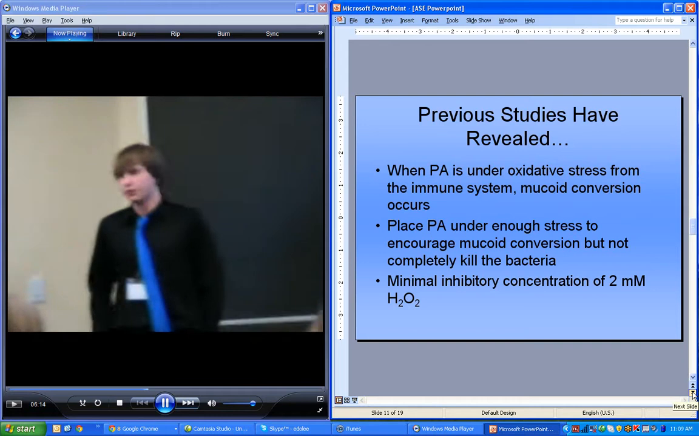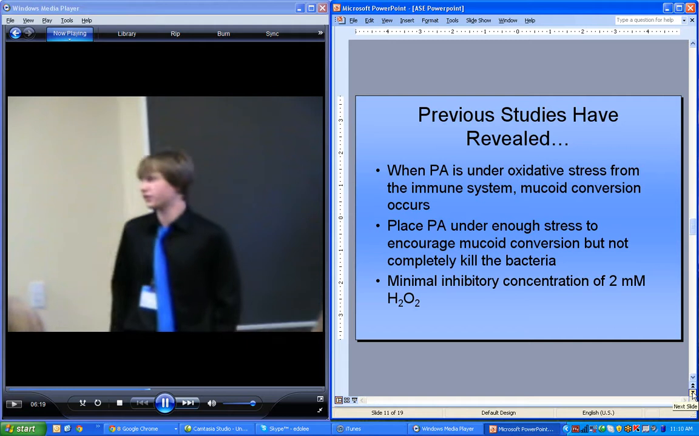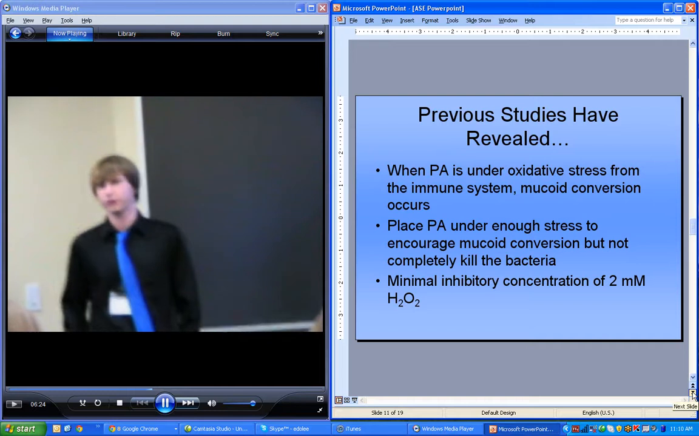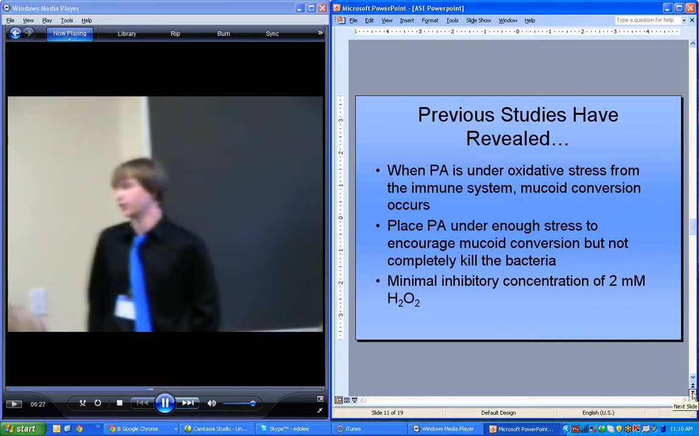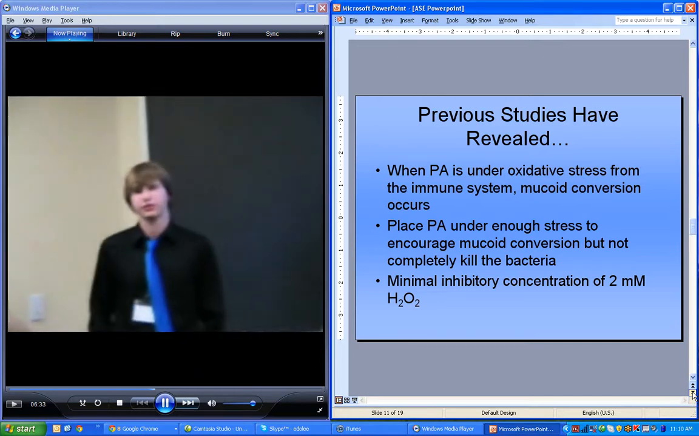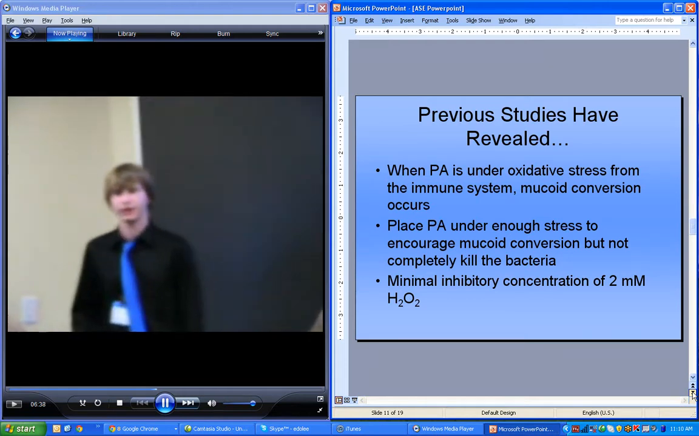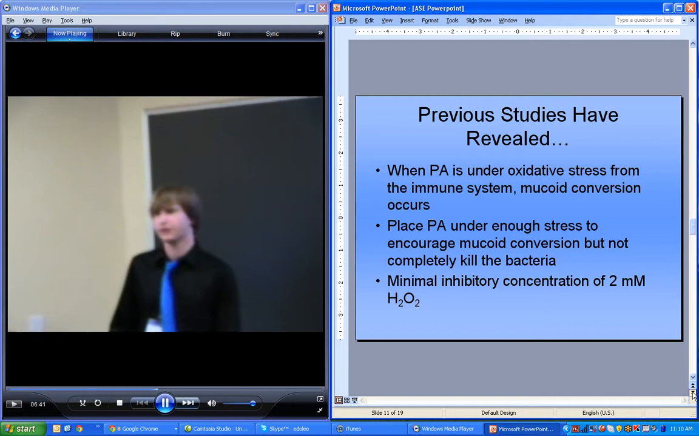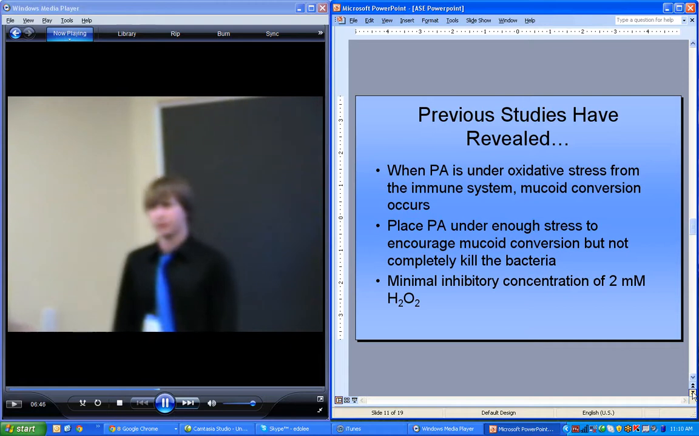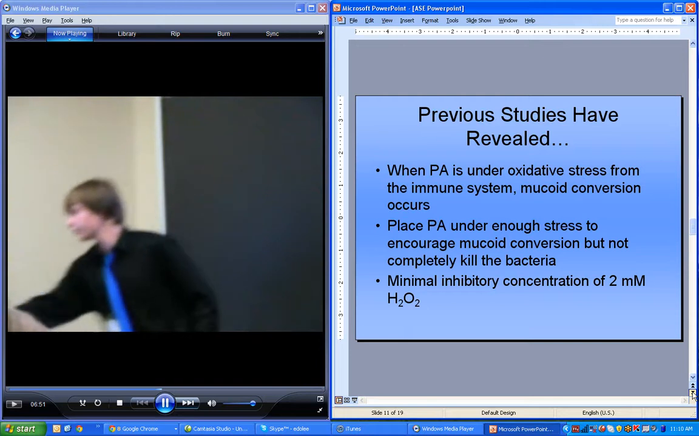And some of my previous studies have revealed that when Pseudomonas aeruginosa is under oxidative stress from the immune system, mucoid conversion occurs, and if you place the Pseudomonas aeruginosa under enough stress, it will encourage mucoid conversion, but it won't be enough to kill them. And during a minimal inhibitory concentration experiment that I did in some of the first weeks of my internship, we discovered that 2 millimolar hydrogen peroxide would be enough to kill all the bacteria, but obviously we didn't want that to happen because we wanted mucoid conversion, so we used 1 millimolar hydrogen peroxide instead.